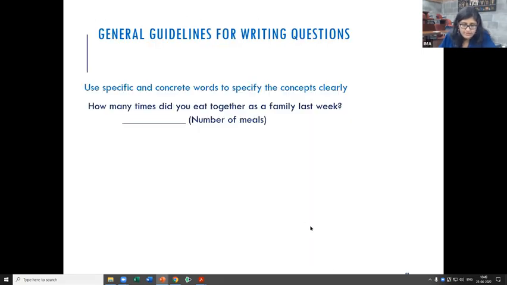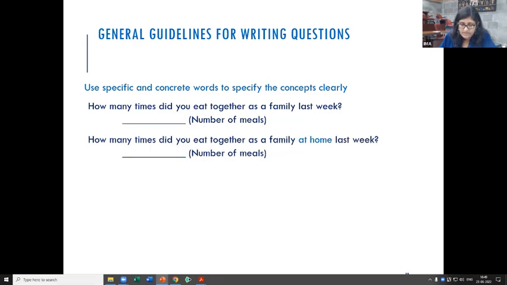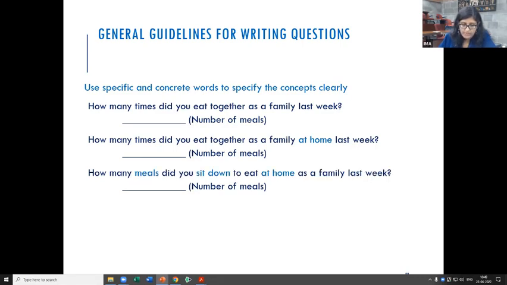How many times did you eat together as a family last week? Number of meals? I don't know whether you're asking me if we went out or if it was at home. Specify what you are asking for, and how many meals did you sit down to eat at home? Maybe we all have our food in different rooms. Am I going to count that? I do not know. So specify what you are exactly asking.